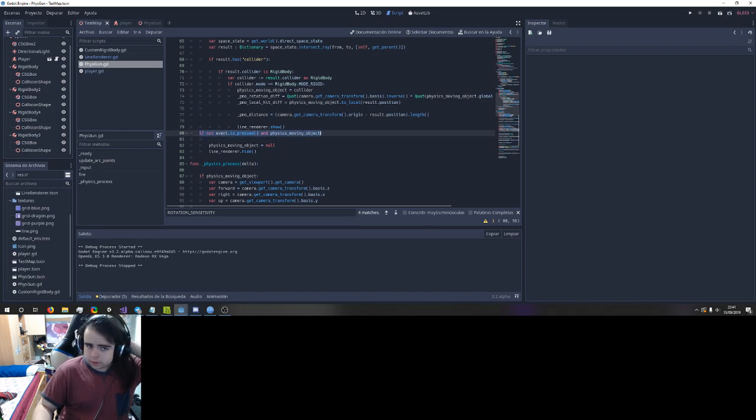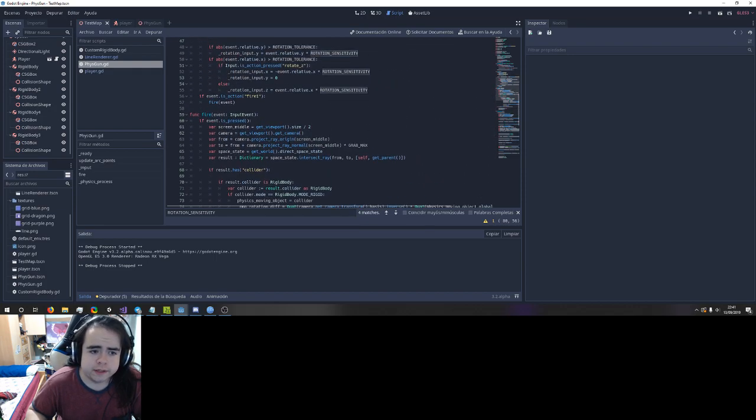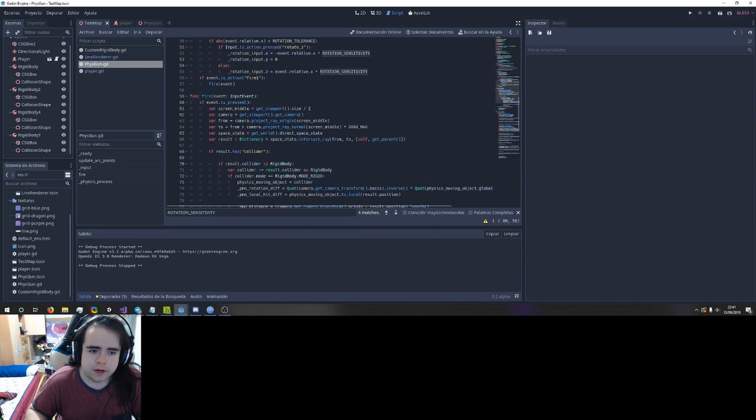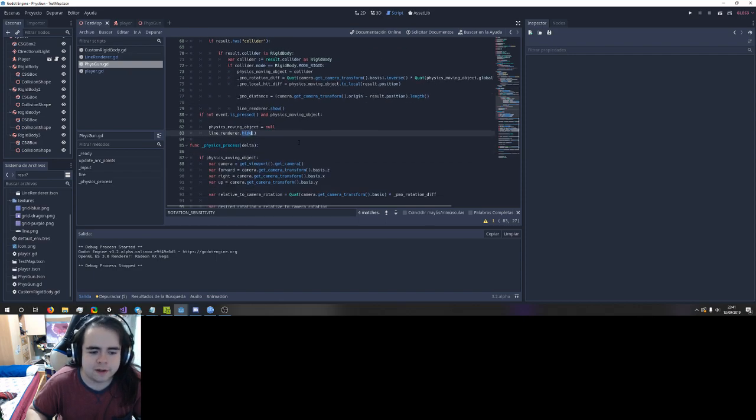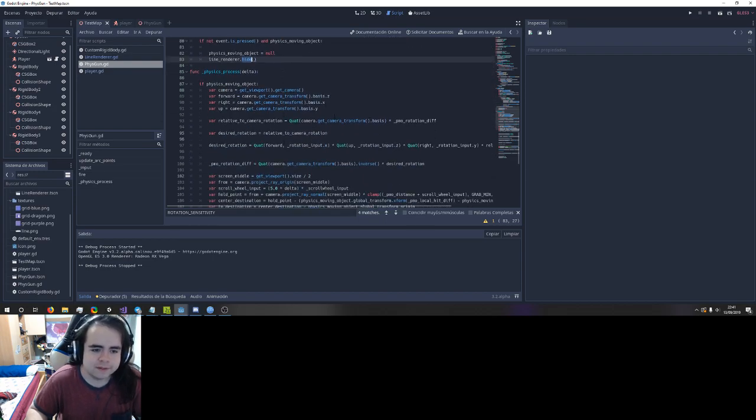Here is our release movement. What this basically does is that whenever we are releasing the thing, we will just nullify it and hide the line renderer. So the line renderer doesn't draw anymore. I think that's very important.